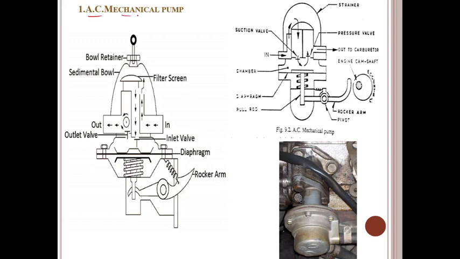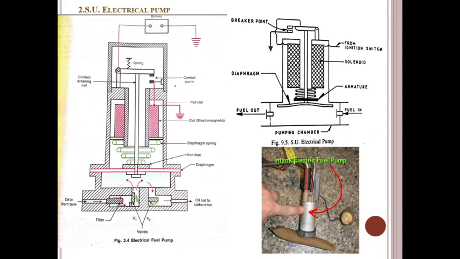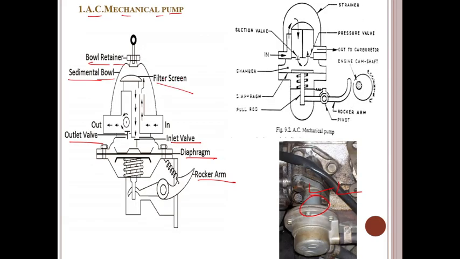So this is the AC mechanical pump. Look at this design. This is the design of the pump. What is the construction? This is the ball retainer, this is the sediment bowl, filter screen, outlet valve, inlet valve, diaphragm, rocker arm. So this is the construction and working. This is another view of how it is operated. This is the bowl retainer.